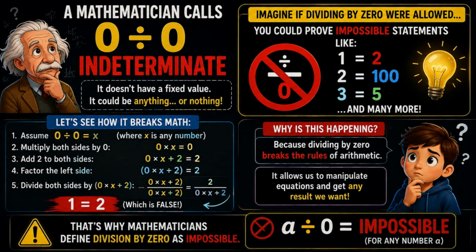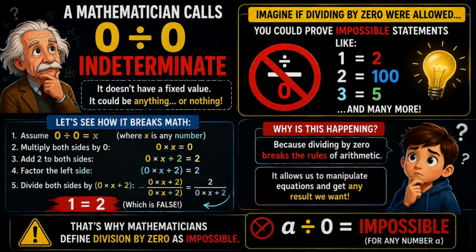Now imagine if dividing by 0 were allowed. You could prove impossible statements like 1 is equal to 2, 2 is equal to 100, or even that every number is equal to every other number. The entire system of mathematics would fall apart. That's why mathematicians define division by 0 as impossible. It's not just a random rule. It's what keeps mathematics logical and consistent.